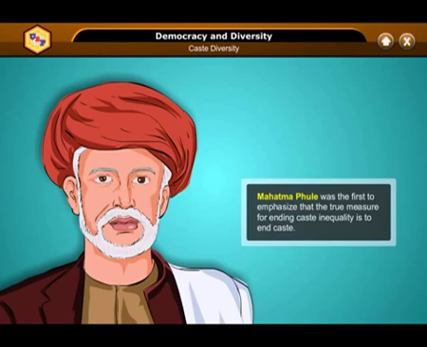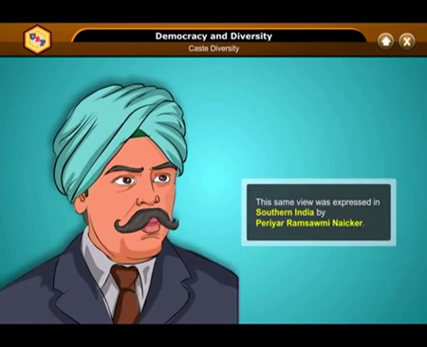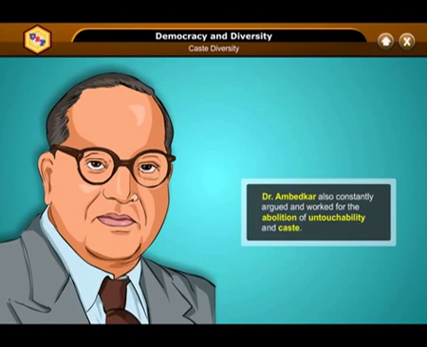Mahatma Phule was the first to emphasize that the true measure of ending caste inequality is to end caste. Shahu Maharaj also tried for the development of backward castes. This same view was expressed in South India by Periyar Ramaswamy Nayakar. Dr. Ambedkar also constantly argued and worked for the abolition of untouchability and caste.